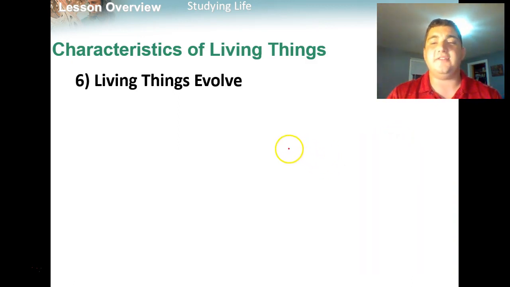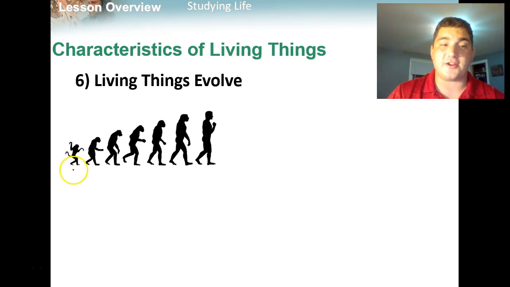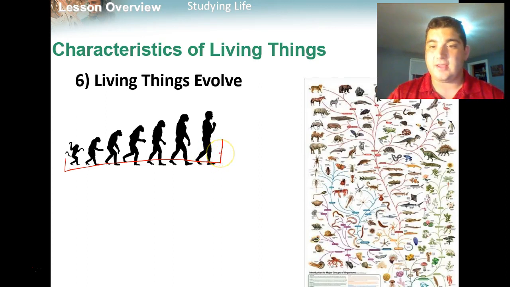Six, living things evolve. Okay, so over long periods of time, millions of years, organisms will change because of their environments and evolve into new creatures, right? So right here, we see that age-old, we turn from monkey into man. And this right here is a little representation of evolution throughout the time period on Earth.